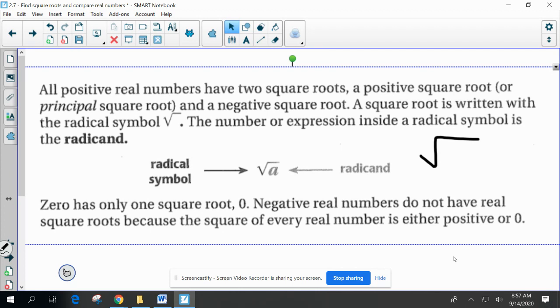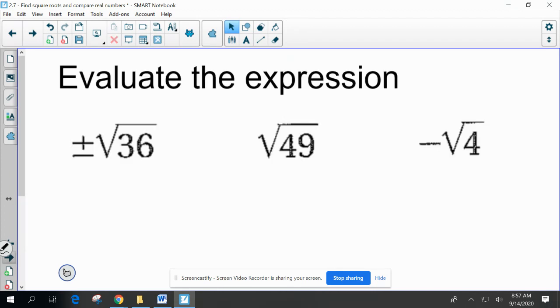So that's just something to remember, that your calculator is only going to give you the positive answer, but it technically has two. So like the square root of 9 is technically plus or minus 3. So positive 3 and negative 3. Okay, so we're going to evaluate the expression.